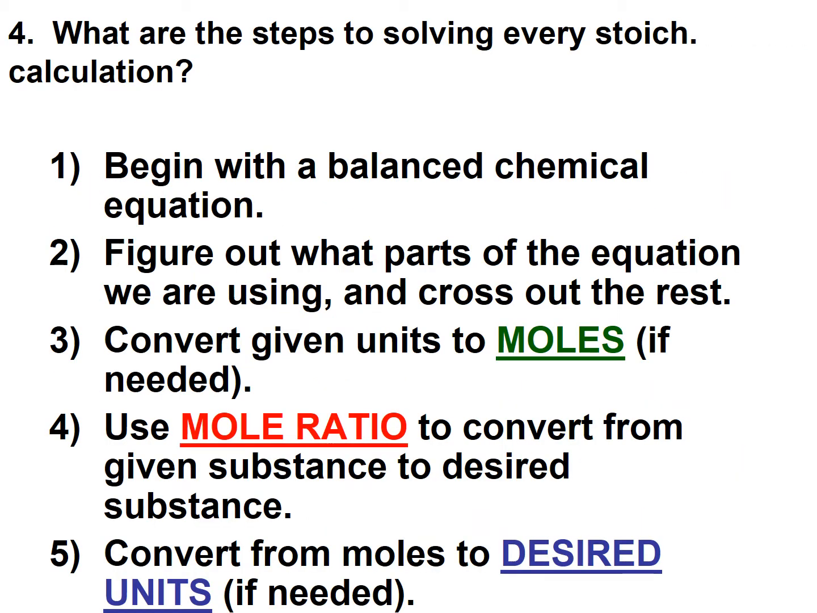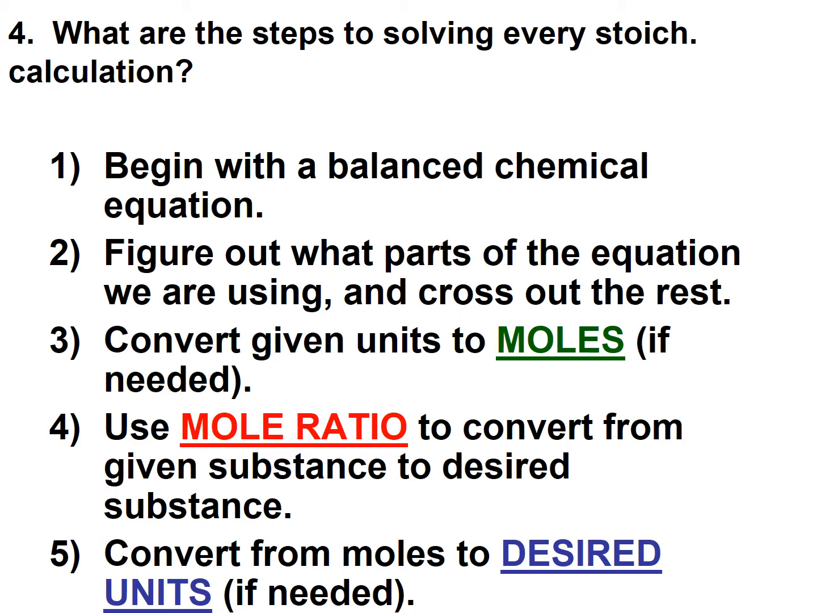Okay, so every stoichiometry problem is going to have these 5 steps. First, we have to start with a balanced chemical equation. Now, oftentimes that will be given, but if not, we'll need to write it. Okay? I think step 2 is helpful, but it's not mandatory. We can figure out what parts of the equation we're using and cross out the rest, just so that they don't distract us and we don't do needless conversions.